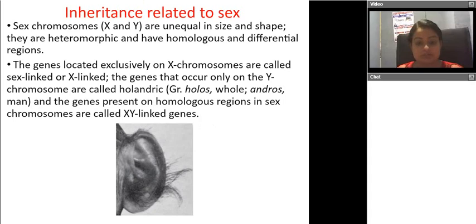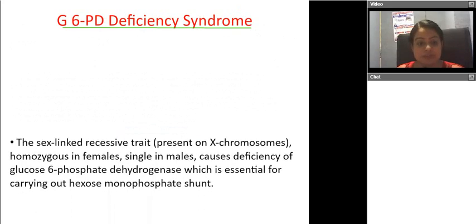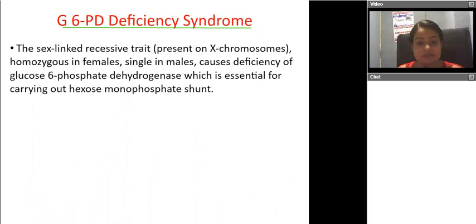Next syndrome is the G6PD deficiency. It is an X-linked recessive trait, homologous in females, single in males, and it causes the deficiency of glucose 6-phosphate dehydrogenase on the X chromosome.